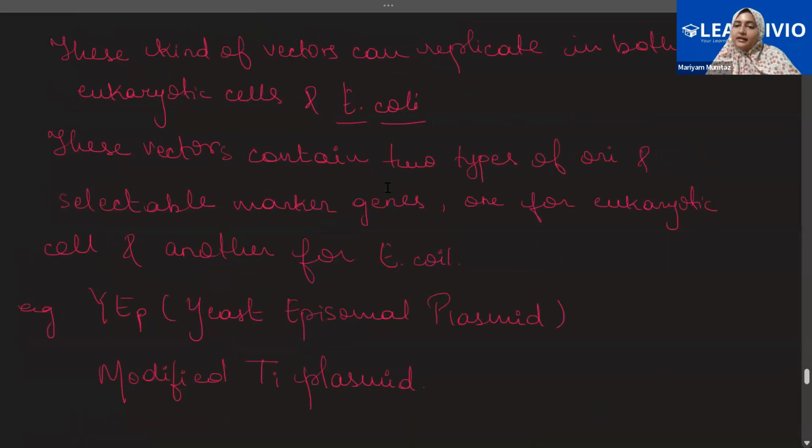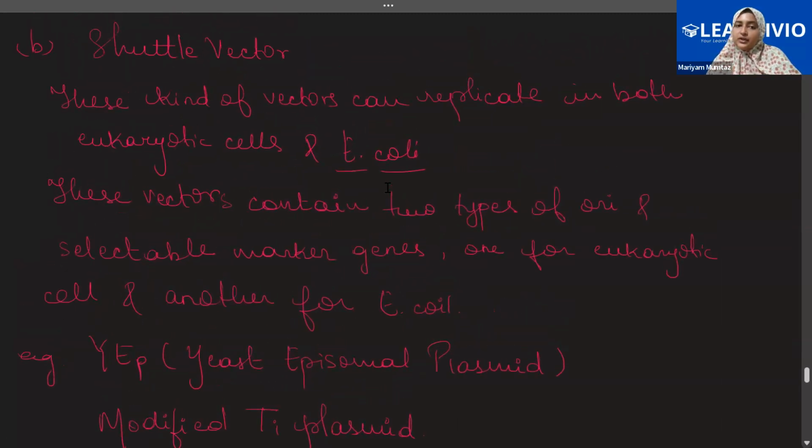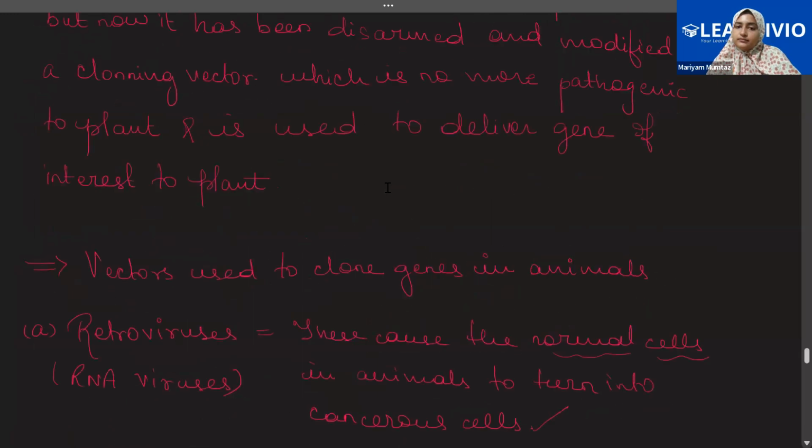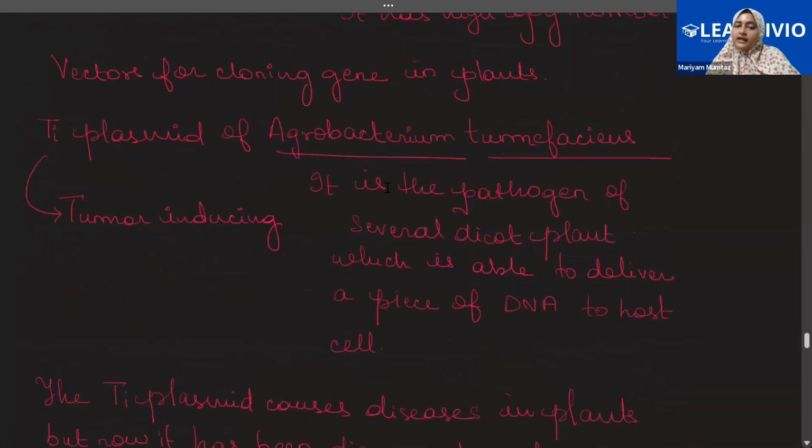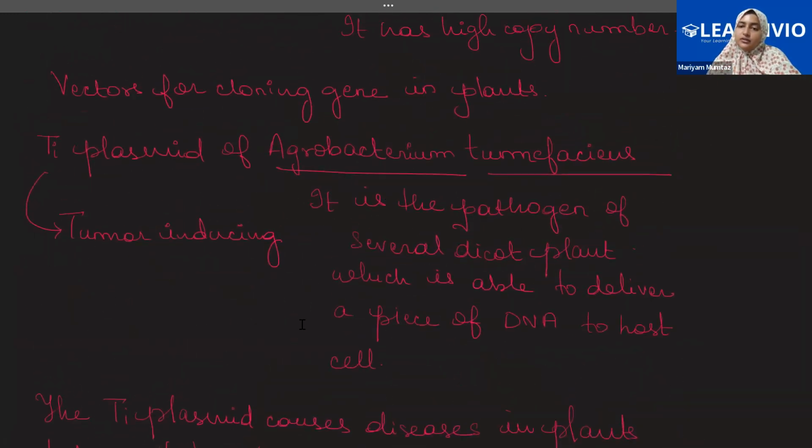So did you people have any difficulty in the previous topics that we had discussed? Anything you wanted to ask? No, ma'am. The different kinds of vectors were clear to you all? Yes, ma'am. Okay. Who can tell me what makes a vector ideal? How can you call a vector an ideal or perfect vector for recombinant DNA technology?